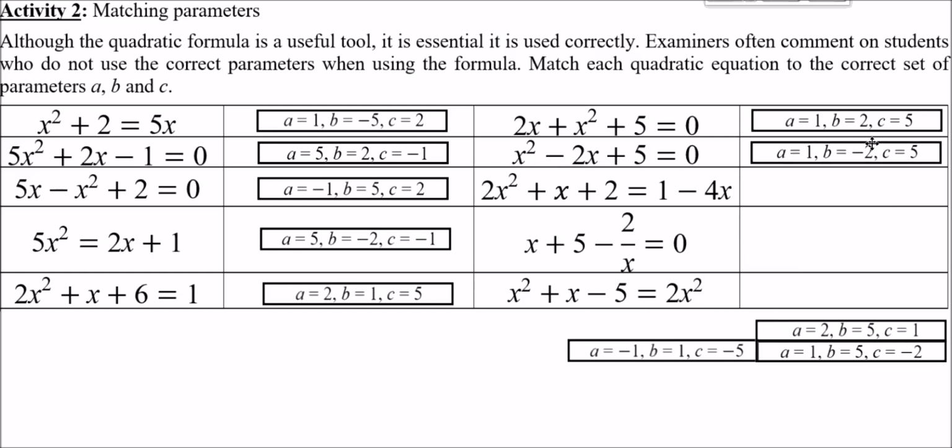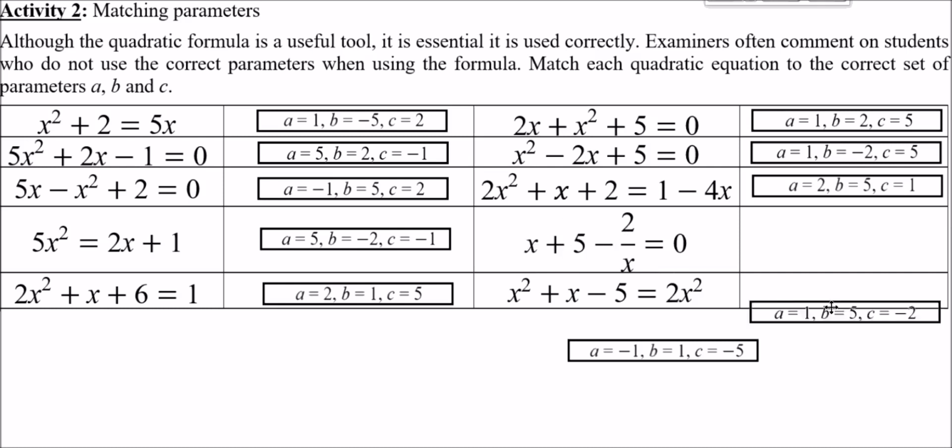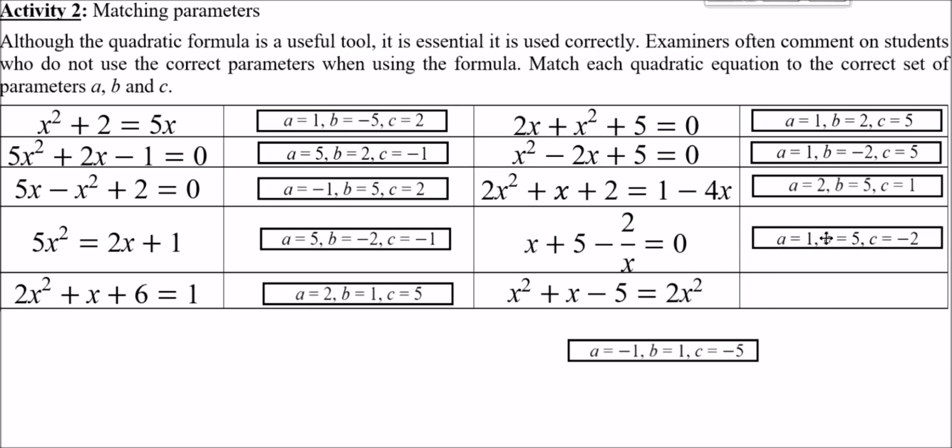Not too many more to go now, as you can see. This one needs rearranging again. If we add 4x to both sides, we have 2x squared plus 5x, and then subtract this 1 from both sides, gives us 2x squared plus 5x plus 1. So we need 2, 5, and 1, which is this one here. Next up, we need to multiply. This doesn't look like a quadratic right now, but if you multiply through by x, what we'd get is x squared plus 5x minus 2 equals 0. And so we'd have 1, 5, and minus 2 for the coefficients. So this one matches to this set here.